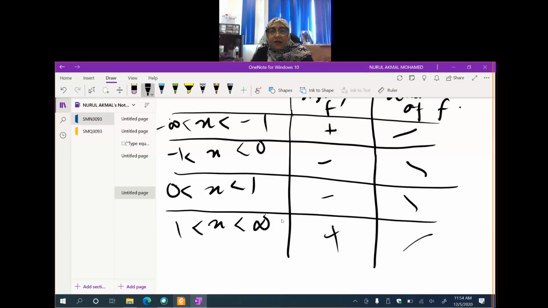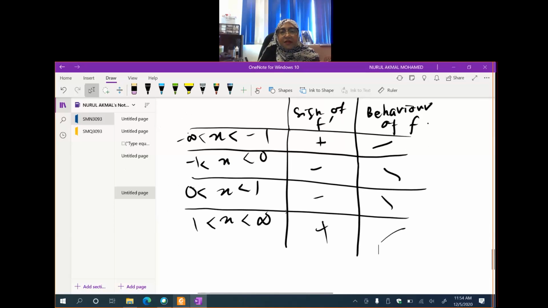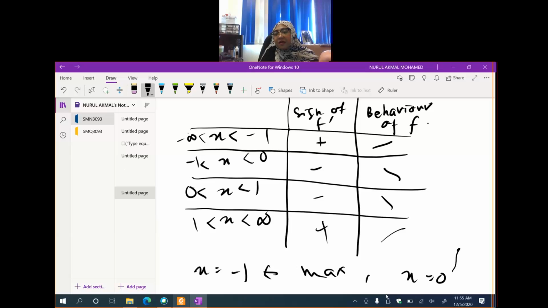So from this, what can you decide? For x equal to -1, it is increasing and then decreasing, right? So this is a local maximum or relative maximum. For x equal to 0, it's decreasing and then decreasing, right? So we cannot say that it is either a relative maximum or relative minimum. So x equal to 0 might be an inflection point.